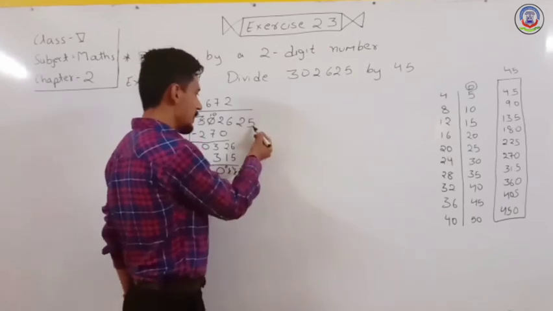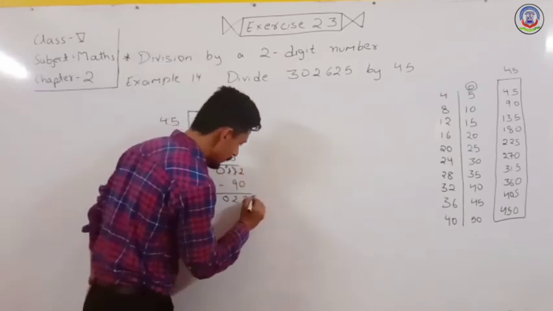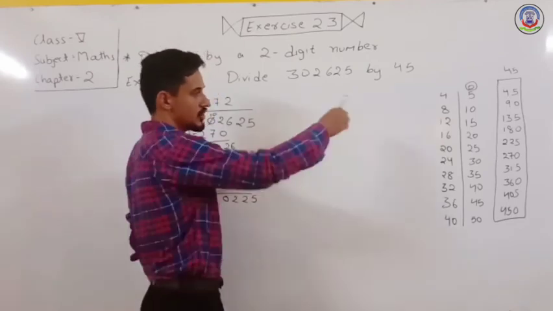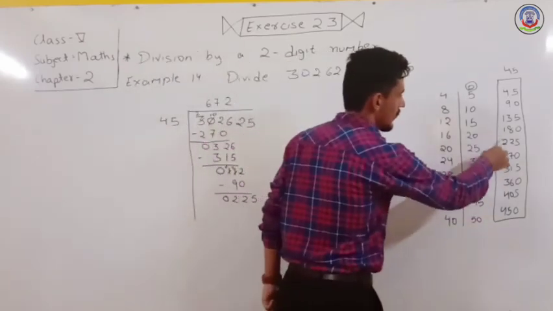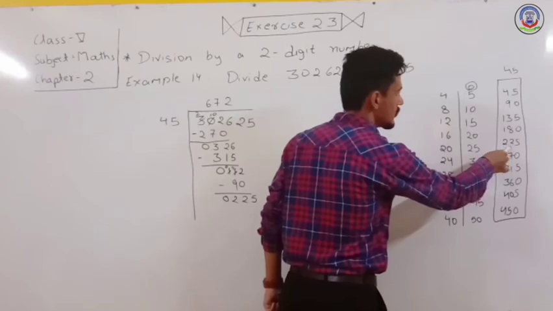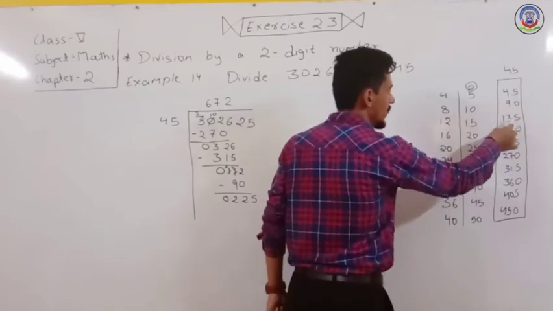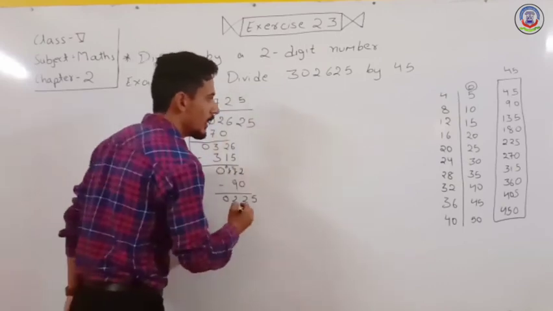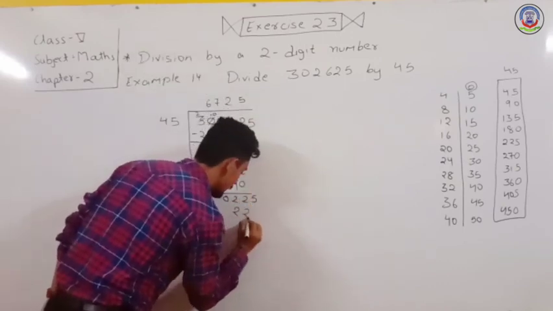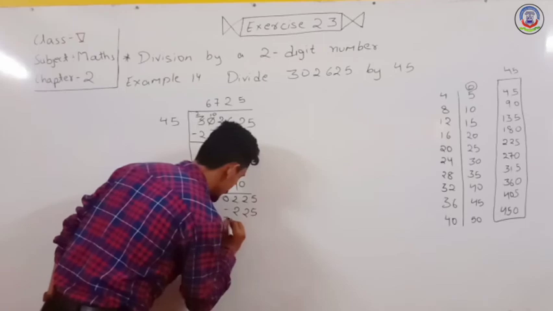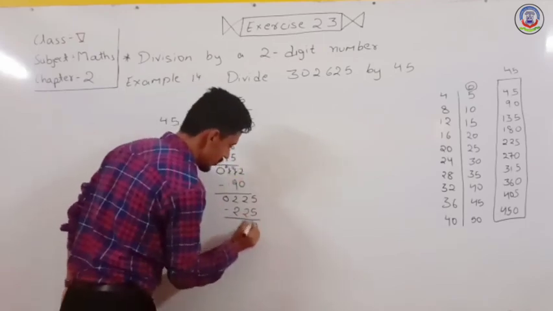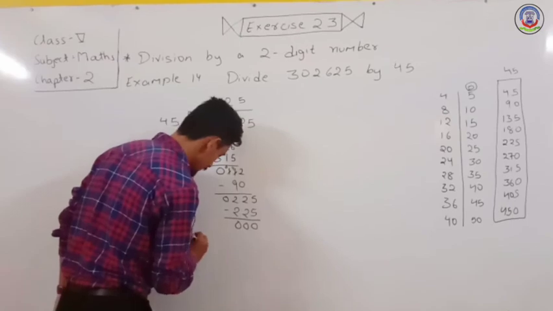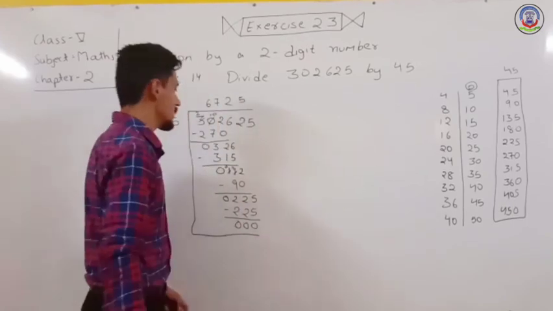Next number is 5, so we take 5. So our number is 225. Now we check again here that there is a 225. So 1, 2, 3, 4, 5. It is in 5 times 225. Now we have to subtract this. It is 0, it is 0 and it is 0.